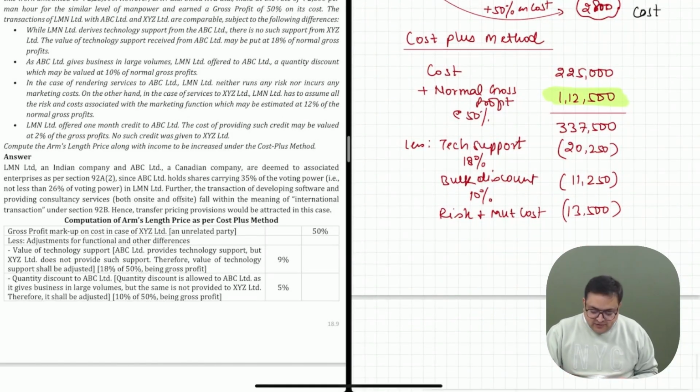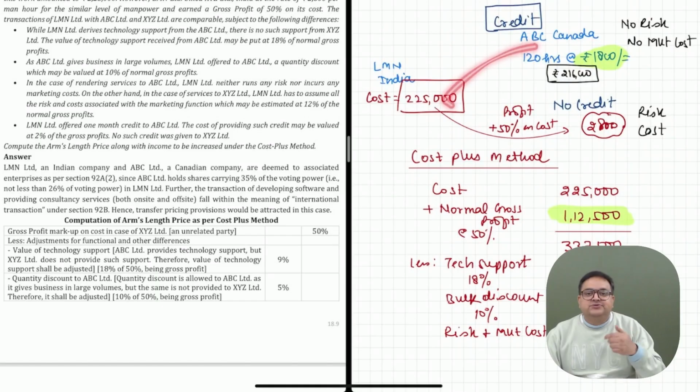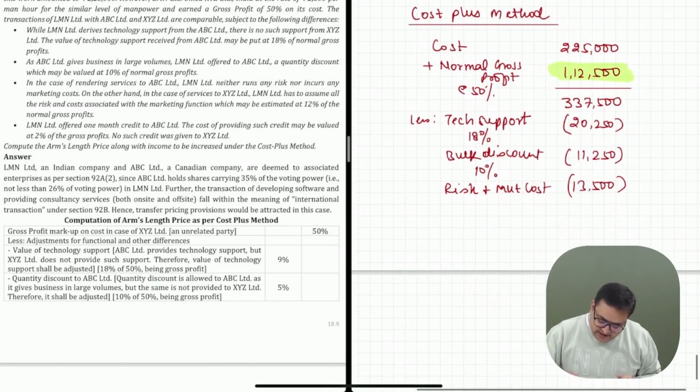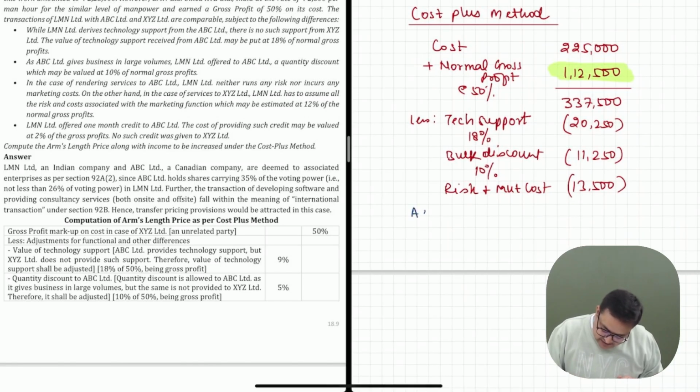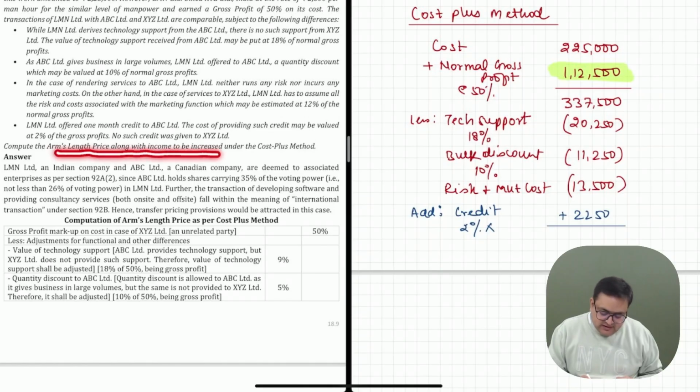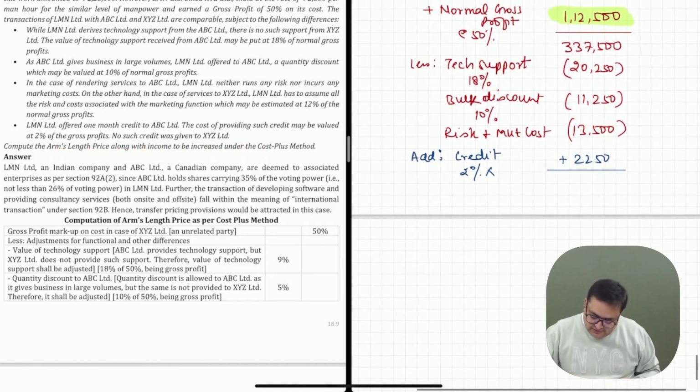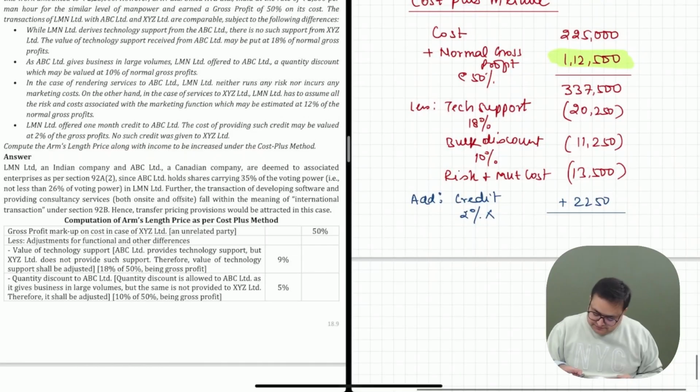So what I will do, I'll subtract or I'll add? Guys, I will add now because we will charge more from ABC Canada. We are selling them on credit. So 2% will be added. So here I will add the credit element, which is 2% of the gross profit. So it would be 1,12,500 into 2%. This is 2250 will be added. So this is the only functional difference. And then they are telling us to compute the arm's length price along with the income to be increased under the cost plus method. So how much would be the amount?